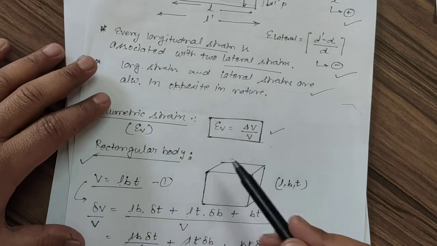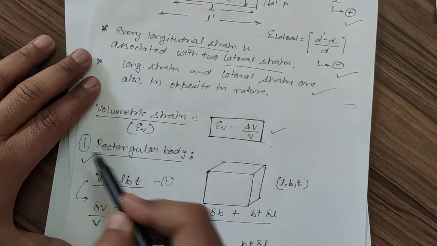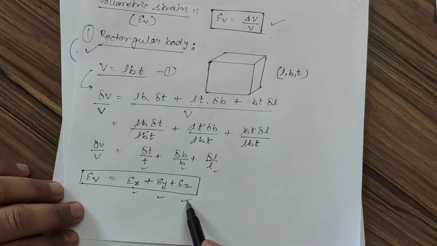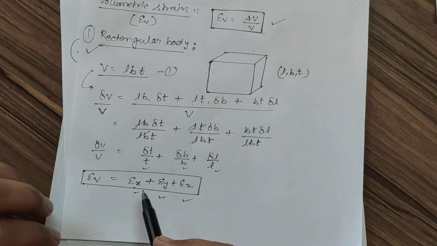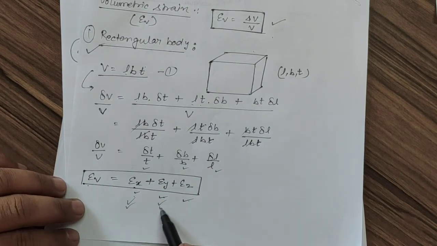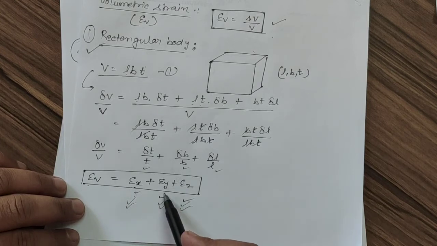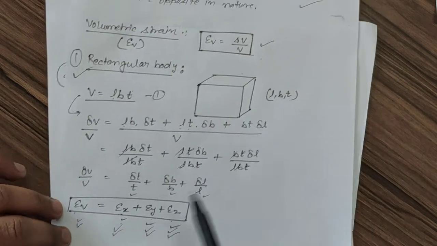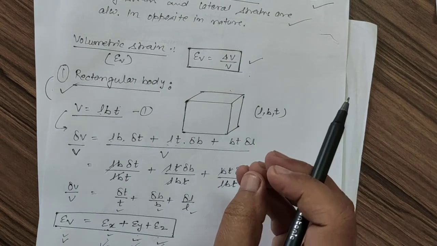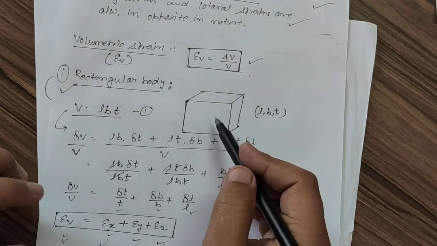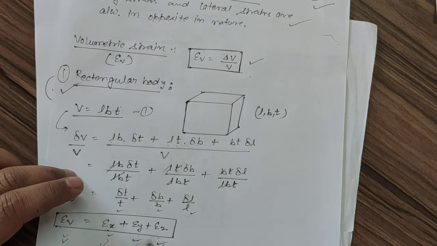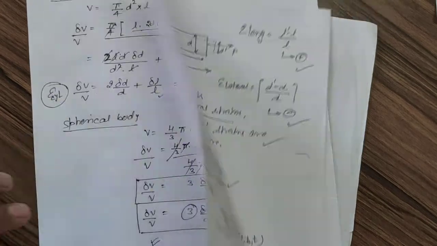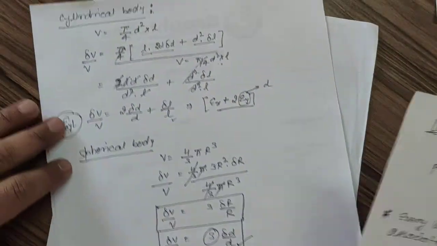And volumetric strain we have calculated for three bodies. One is the rectangular body. The answer is epsilon x plus epsilon y plus epsilon z. In a problem we can calculate epsilon x, epsilon y, epsilon z, and the addition of these three will give the volumetric strain for the rectangular body. So first we have to take care of the body. If the body is rectangular, then the volumetric strain is the addition of these three normal strains.